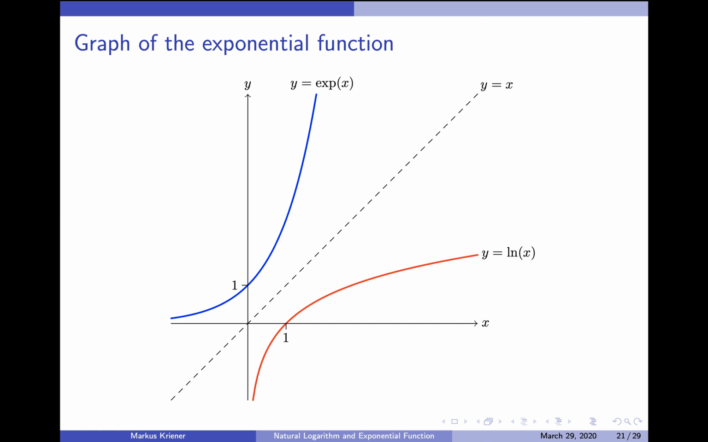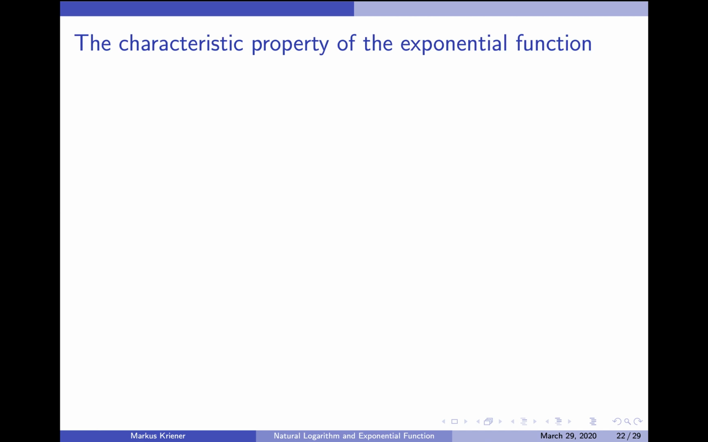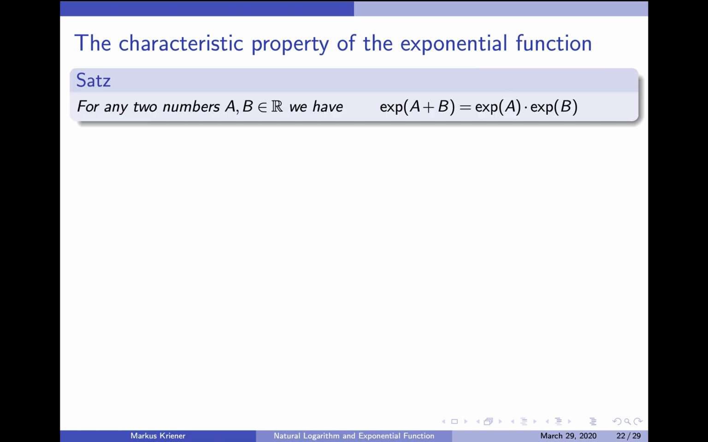As before, the graph of the exponential function is just the graph of ln reflected about the dashed angle bisector y equals x. The exponential function is the opposite of the natural logarithm, so its characteristic property will be the opposite as well. It transforms sums into products.